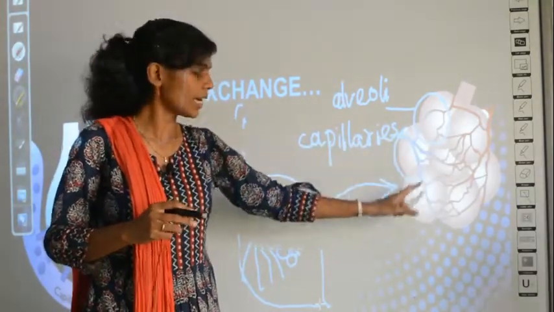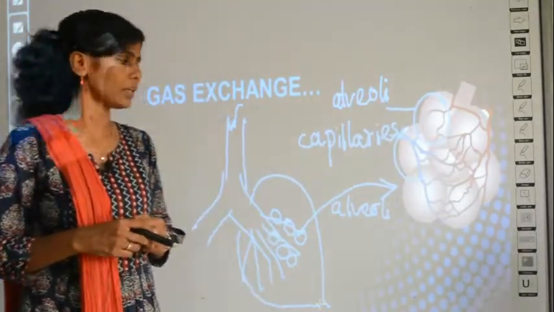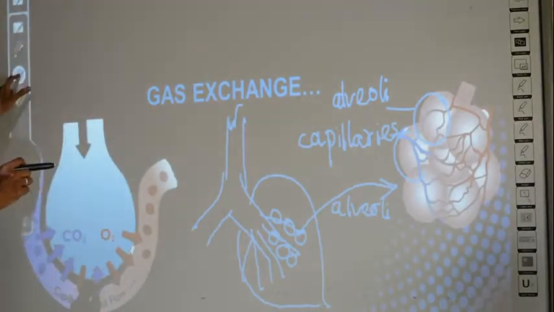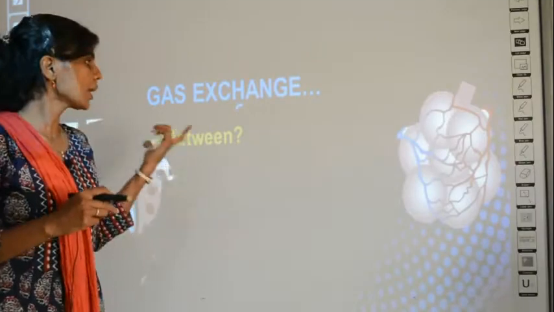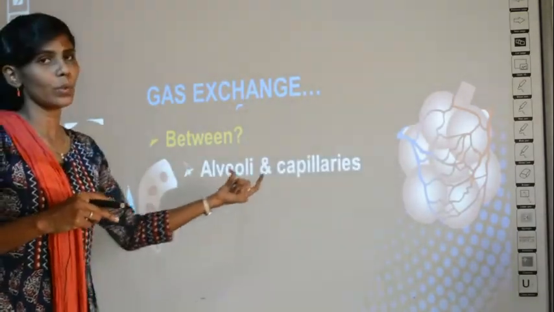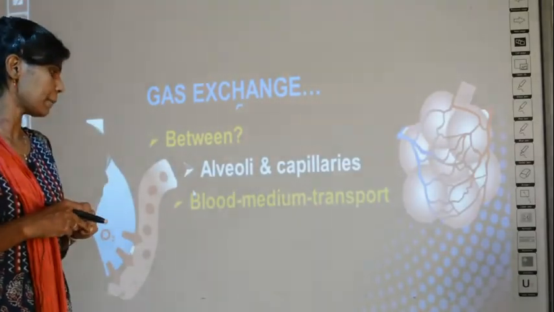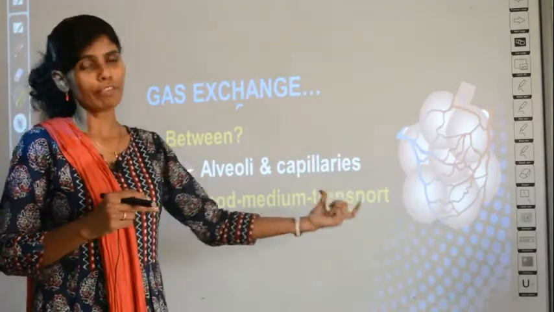Okay, the exchange is going to happen only between the alveoli and the capillaries. How it will happen, we will be learning in the upcoming slides. As I told you already, the exchange of gases is happening between the alveoli and the capillaries, and here blood is the medium of transport.